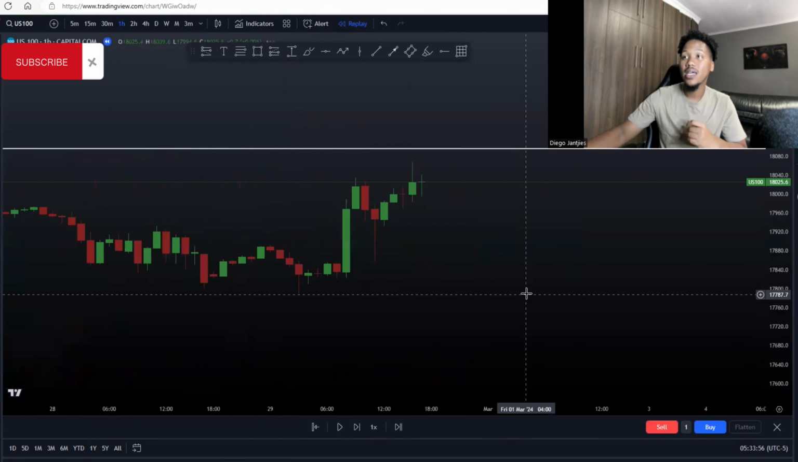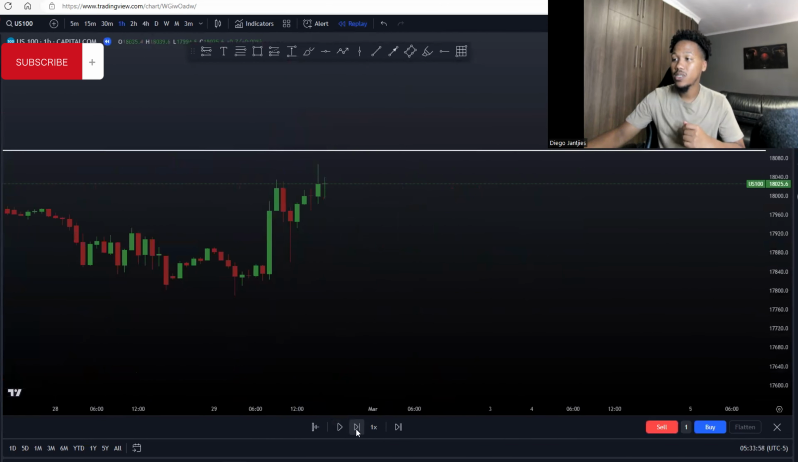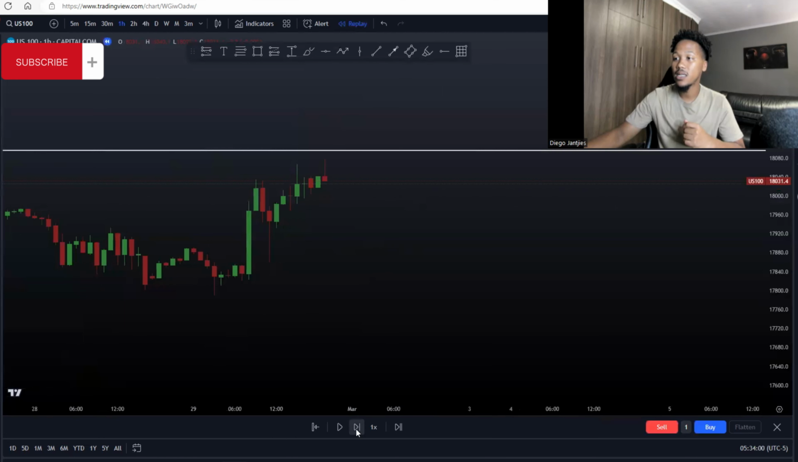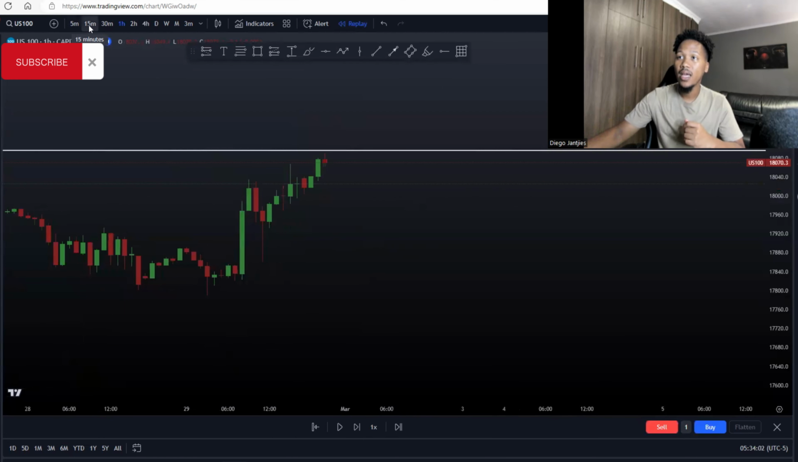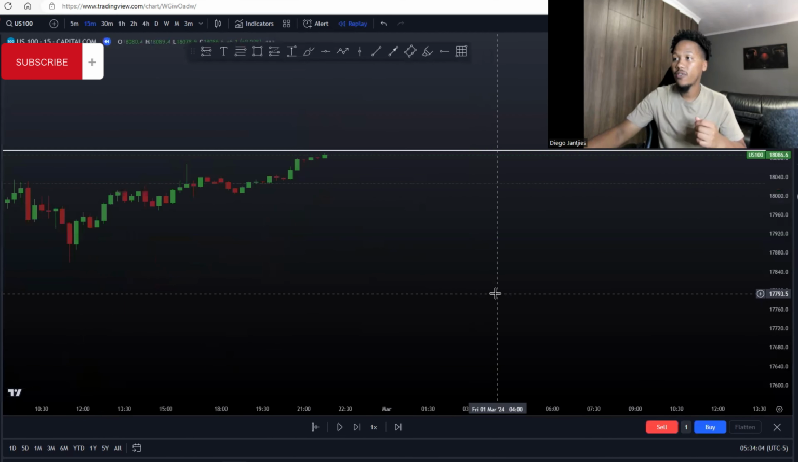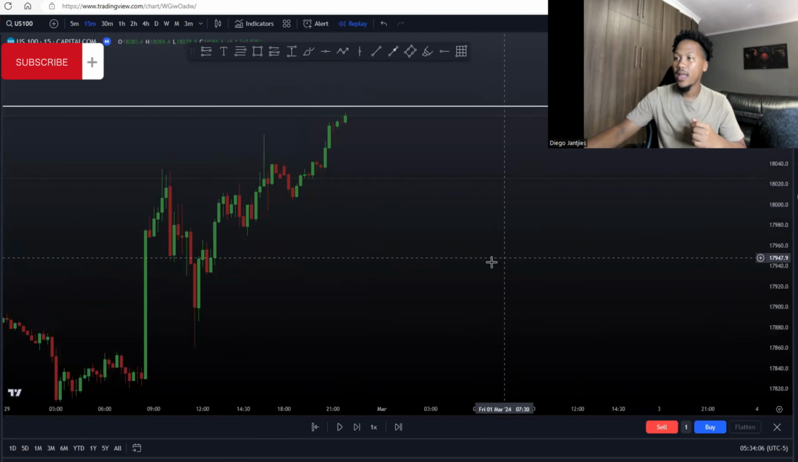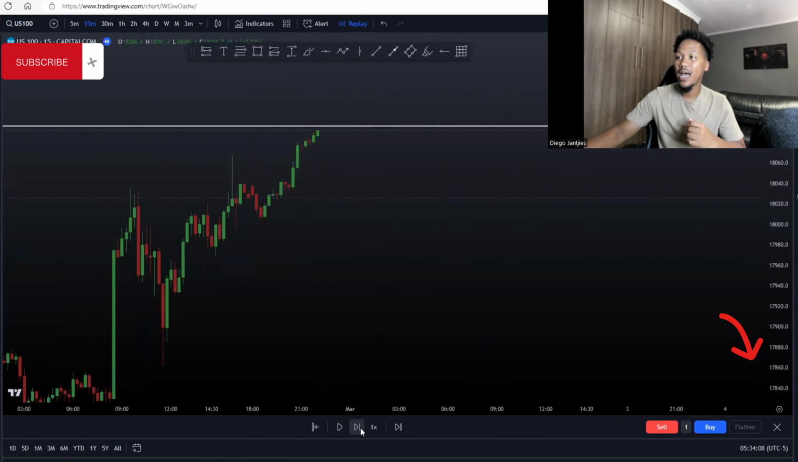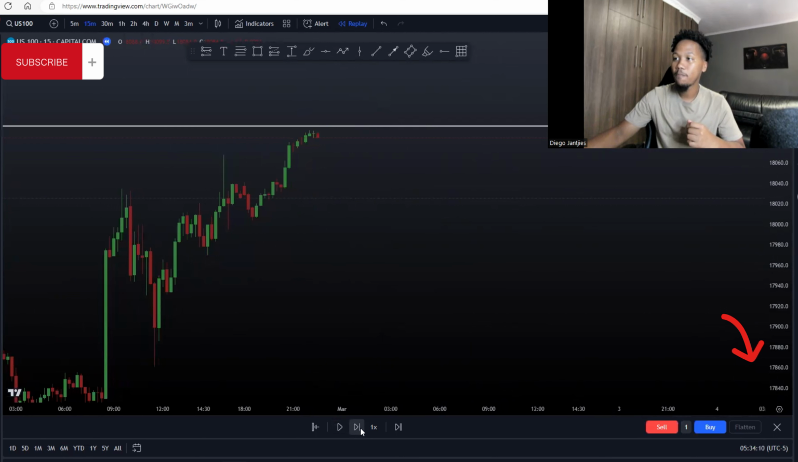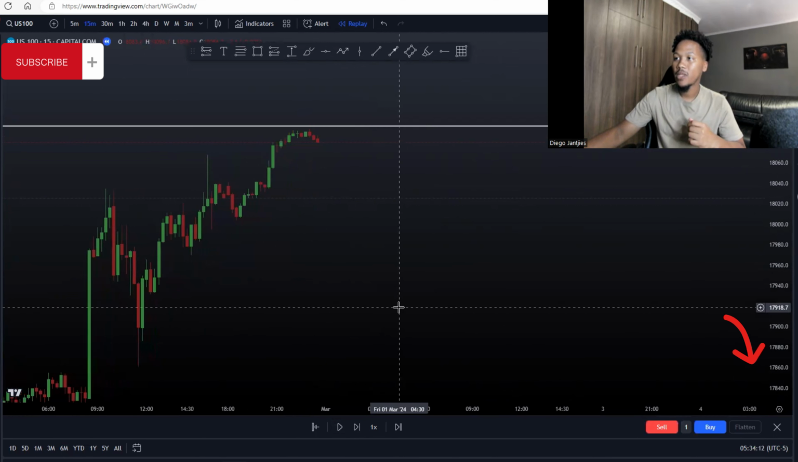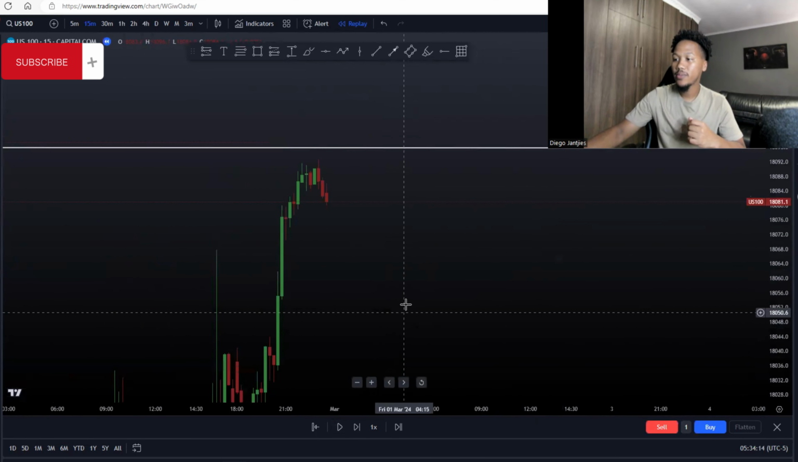Okay, so I'm gonna scale down to my H1 time frame, and we're just gonna forward price a little bit. Or maybe let me go on a 15-minute time frame, and we are going to identify this pattern. So I'm gonna play price a little bit forward.